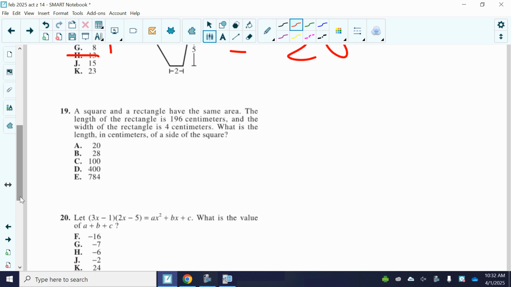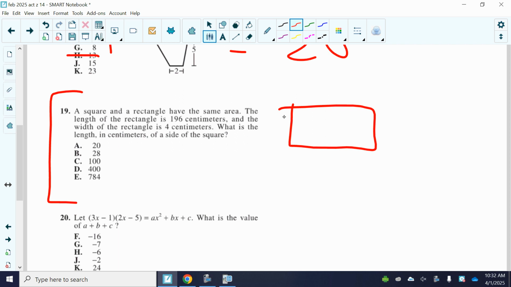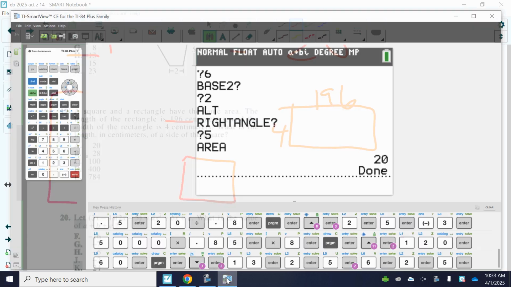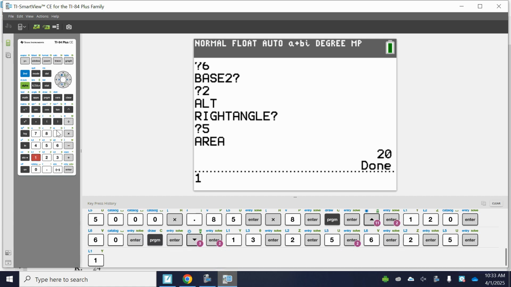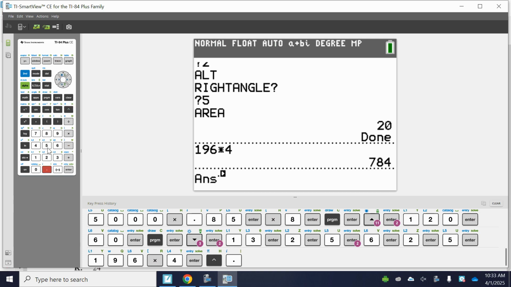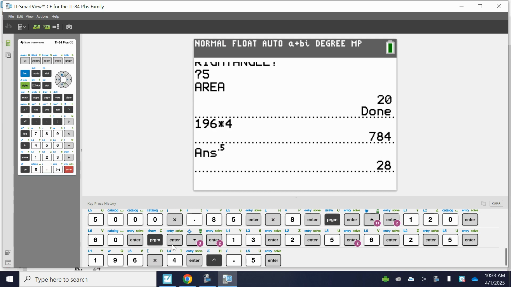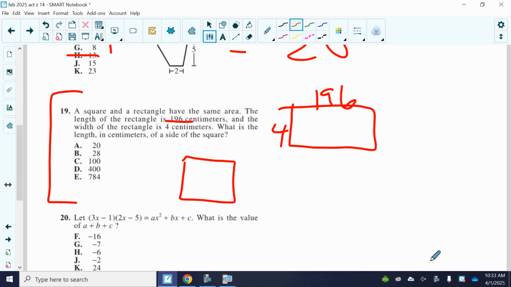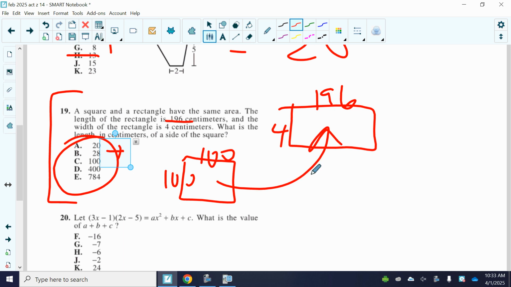Okay. Famous question, they ask it almost every test. A square and a rectangle have the same area. So the rectangle is 196. It's real long and real short. 196 times 4. So the side of the square is the square root of that, because a square is just x times x. So you could just take the square root of that number, and you get 28. The other option you would have is to plug and chug and try these answers, like 100 by 100, and see if you don't get it, and then try the next one.